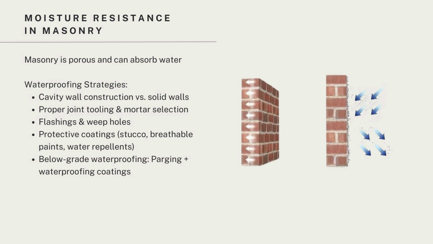We must also know about moisture resistance in masonry. So, masonry is porous and can absorb water, but there are a few waterproofing strategies. These include the cavity wall construction versus solid walls, proper joint tooling and mortar selection, flashings and weep holes, protective coating such as stucco, breathable paints or water repellents, and below grade waterproofing, which includes parging and waterproofing coatings.